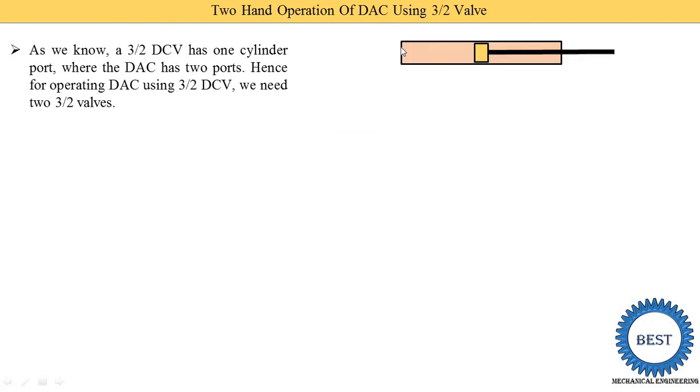Now here in this image you see the double acting cylinder. This is the piston and this is the piston rod. In this double acting cylinder, two ports are there. One is the C port and another is the R port. But in a 3x2 directional control valve there is only one port at the outlet, that is cylinder port A. Then we are required to use two 3x2 directional control valves. Hence, for operation of a double acting cylinder using 3x2 DCV, we need to use two 3x2 directional control valves.